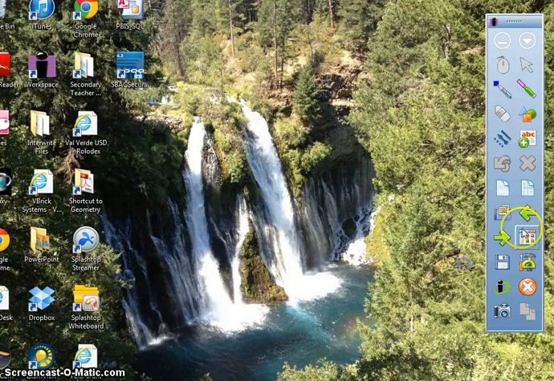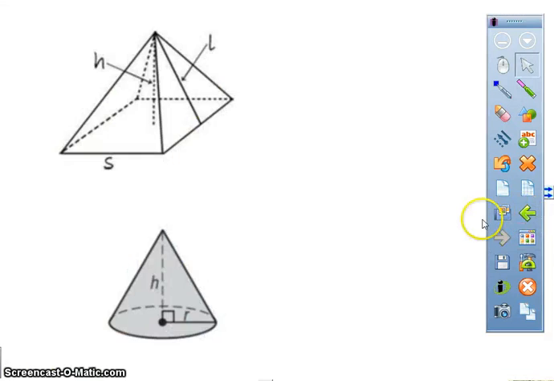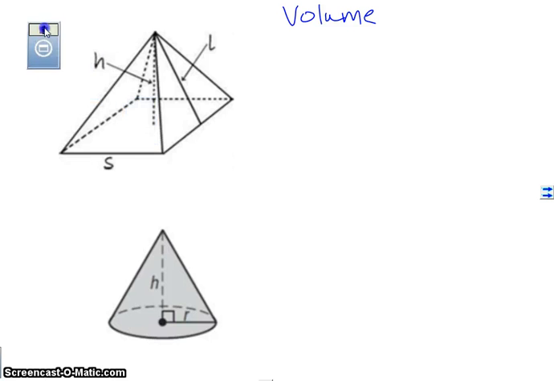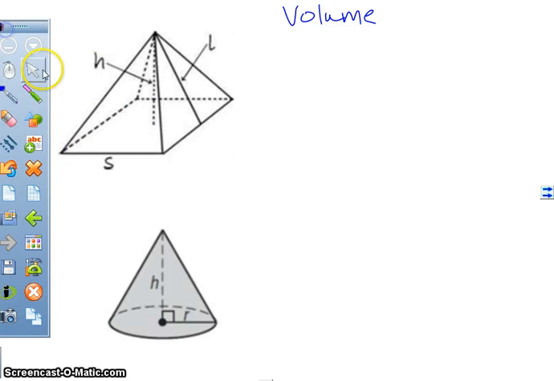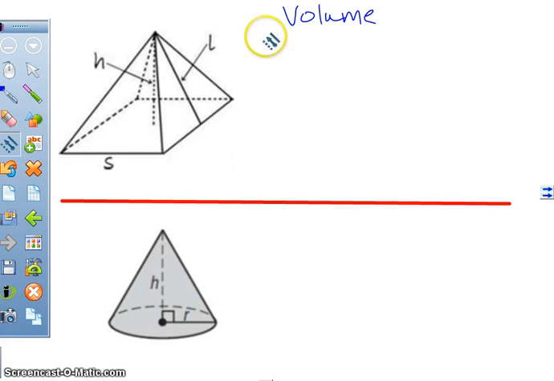Okay, so today we're going to work a little more on pyramids and cones, but this time we're going to deal with volume. So if you look at your formula page, I want to give you the formulas for pyramid and cone that have volume.